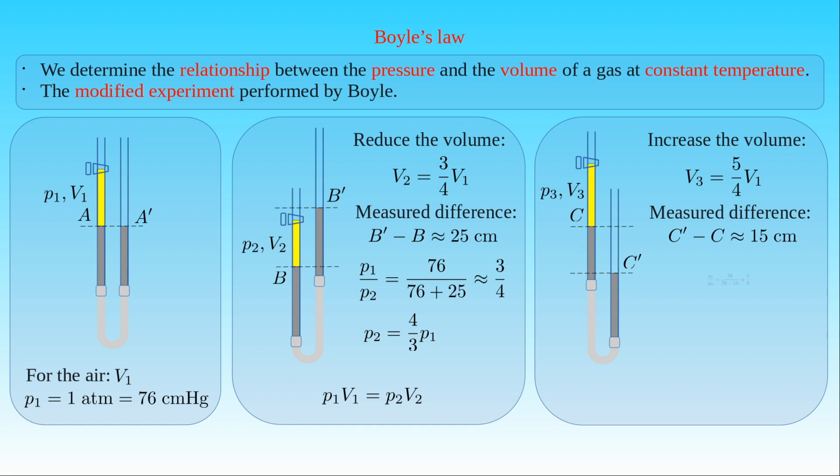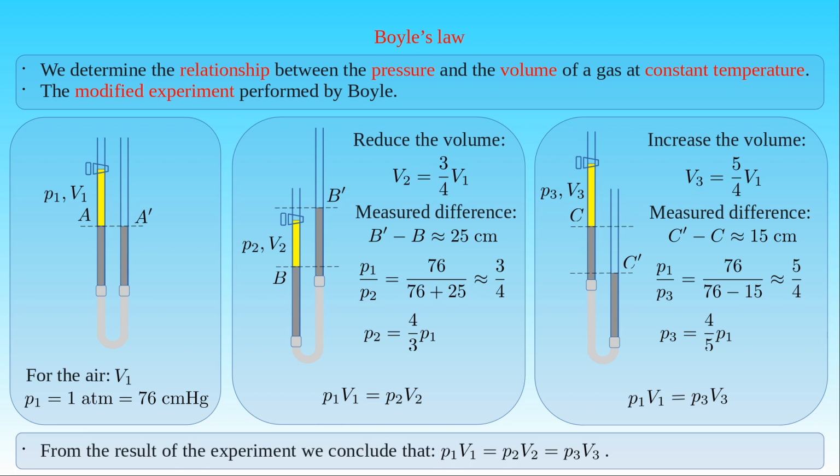Then the ratio of P1 to P3 is given by 76 divided by 76 minus 15, which is approximately 5/4. As a result, the pressure P3 is equal to 4/5 times the pressure P1. That is, P1 times V1 is equal to P3 times V3. We have demonstrated that the product of the pressure and the volume of the air enclosed in the left arm of the U-shaped tube remains constant, regardless of its volume.